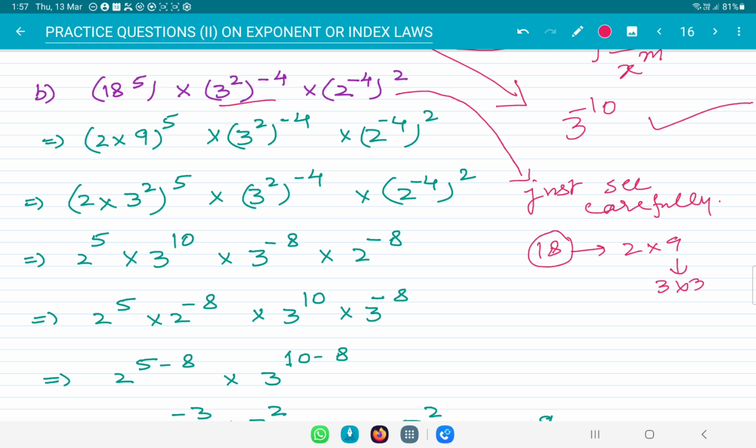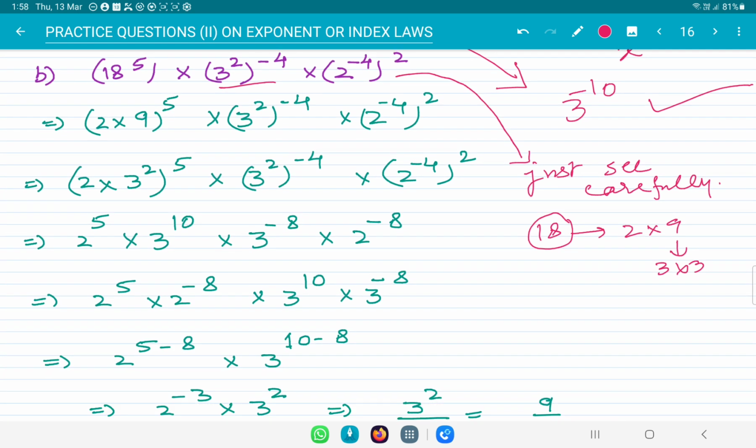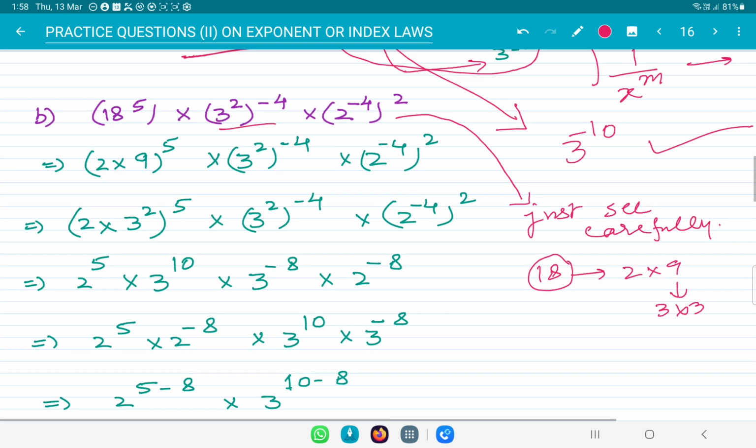So you have to do your question in such a way that the bases should be the same. Whatever numbers are given, write them in such a way that their bases are the same or the least number. Okay, so 18 raised to the power 5, we can write 18 as 2 into 9, whole raised to the power 5.